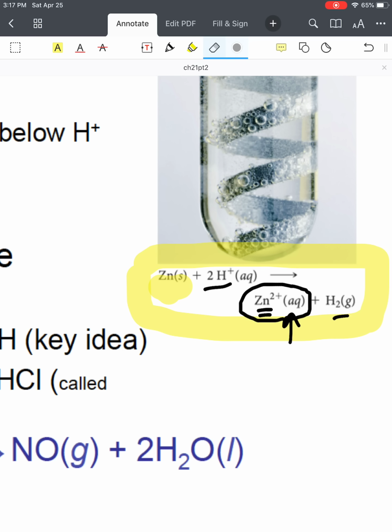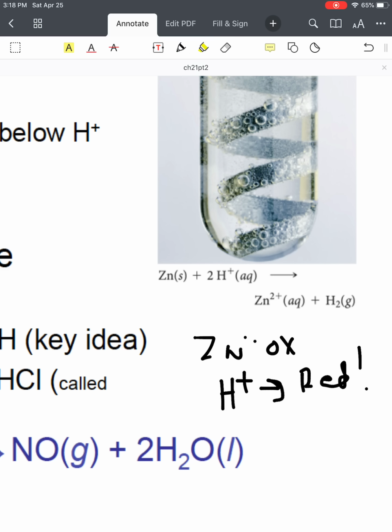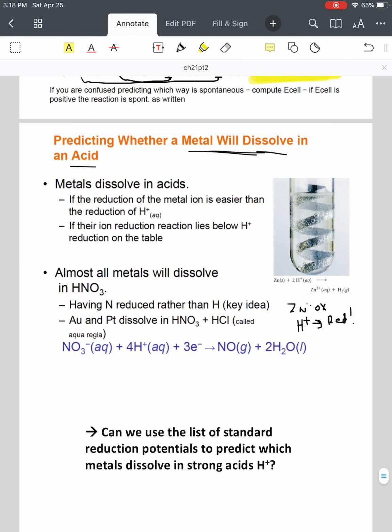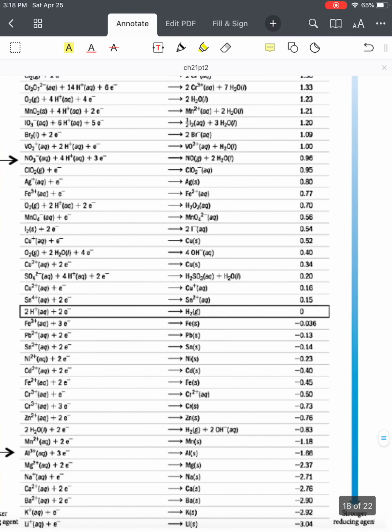Is this a redox reaction? I've already told you that there's oxidation involved, so hopefully you're answering yes. But let's really break down the nuts and bolts of what's happening here. If we look at the reaction in more detail, the zinc is oxidized. What happens to the H+? The H+ is reduced, isn't it? Let's take a look at the location and the position of zinc and H+ on our table of standard reduction potentials. So I'm going to page back here.